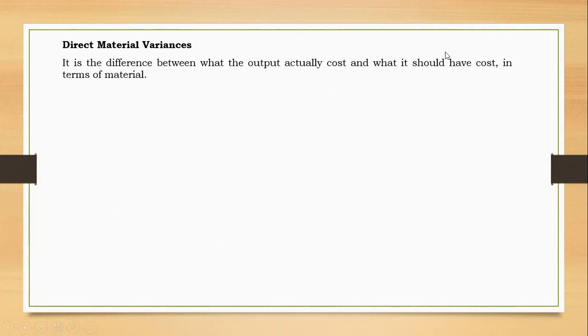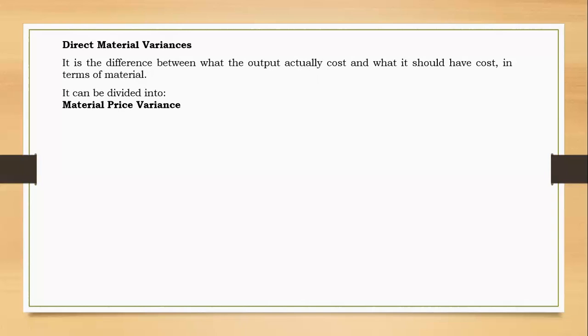By saying what it should have cost, we speak of standard cost, but don't worry about this. I'm just going to show you a very short and precise pro forma that will take you through this directly. So just be patient a bit. Direct material variances can be divided into material price variance as well as material usage variance. What do we mean by this?